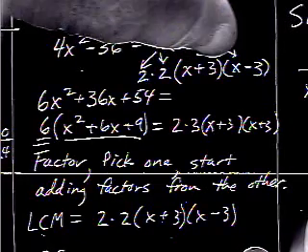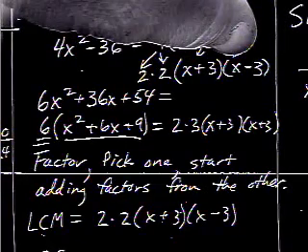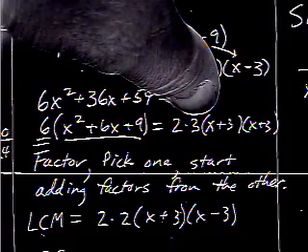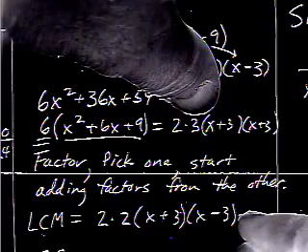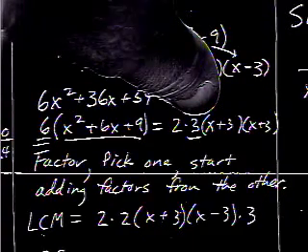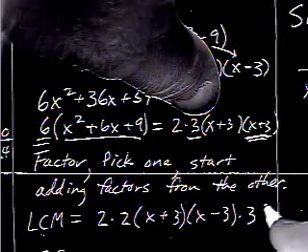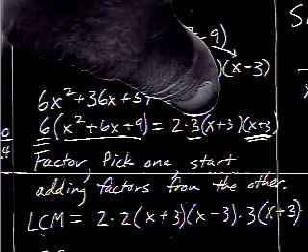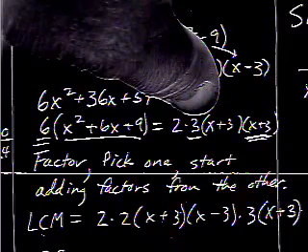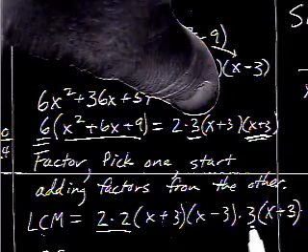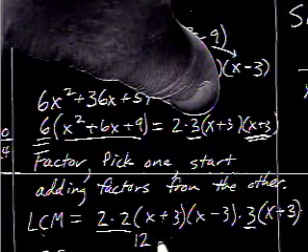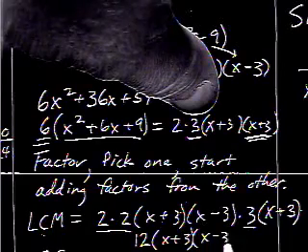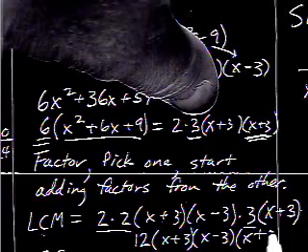So I just picked one of these. Doesn't really matter which one, but I picked one. And now I ask myself the question, what does this factor have that the other one's missing? Well, clearly it looks like it's missing a 3 and another x plus 3. So we've got 2 times 2 times 3, or 12, x plus 3, x minus 3, x plus 3.